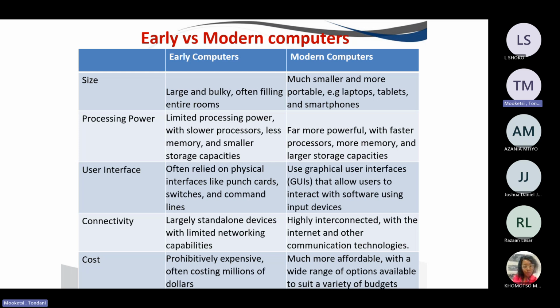In terms of connectivity, early computers were largely standalone with limited networking capability. But nowadays, computers are highly interconnected with the internet and other communication technologies. So that is why we are able to do online classes, because computers are highly interconnected and we can do everything over the internet. So that is how you are able to study online and do distance learning.